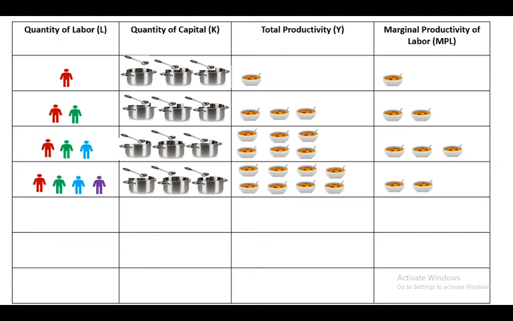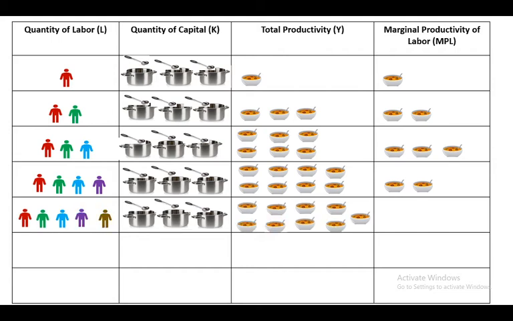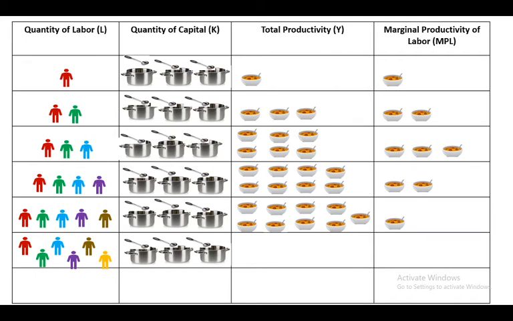Let's say the owner now decides to hire a fifth worker. Cooking utensils remain same. And total productivity is still increasing, but at an even slower rate, from 8 plates to 9 plates. What is your marginal productivity? 1 plate of a menu item, right? Let's say now he decides to hire a sixth worker, right? Hire a sixth worker. Quantity of capital remains same.